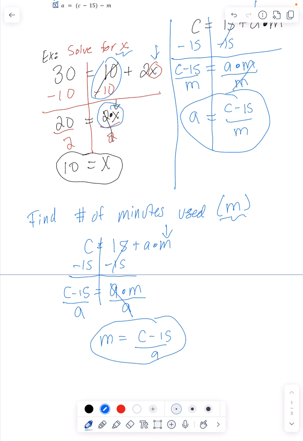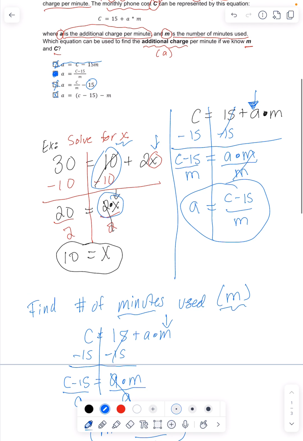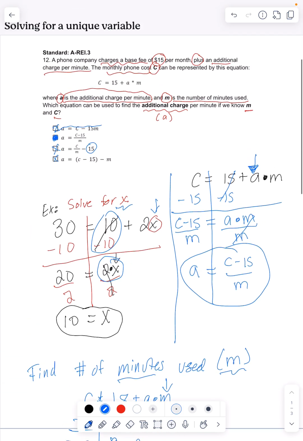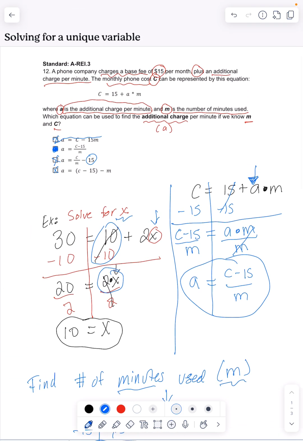So if they told us to find minutes instead of the additional charge, that would be the only difference. We would just be solving for M in that case. Hope that helps. Definitely expect something like this on a quiz or a test. Great question here.